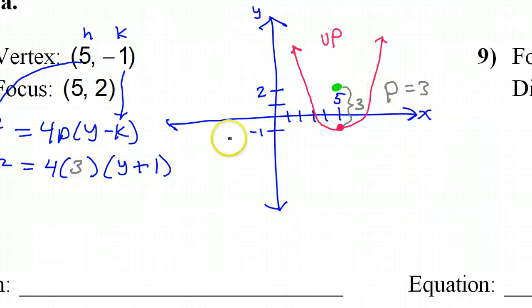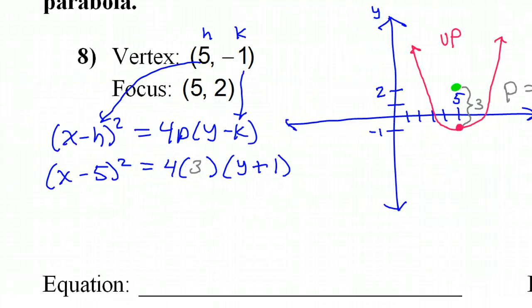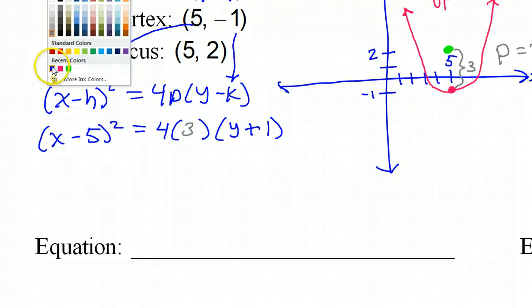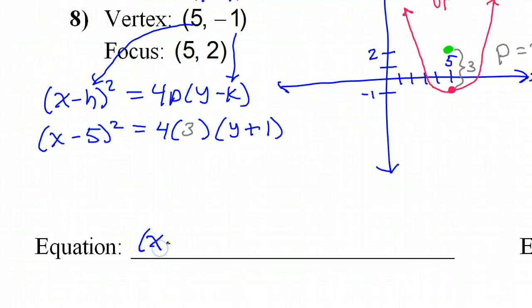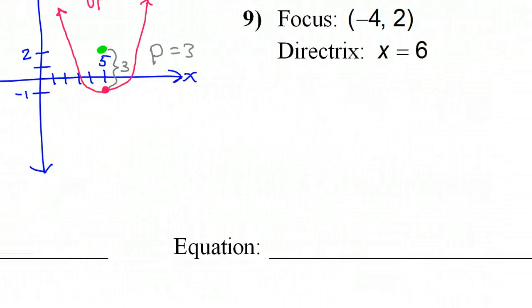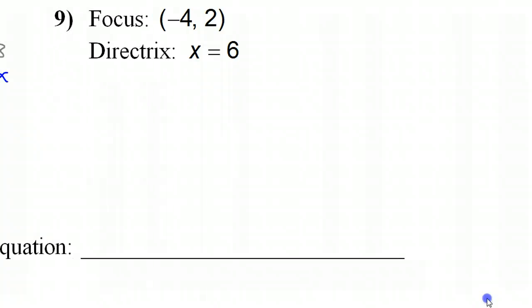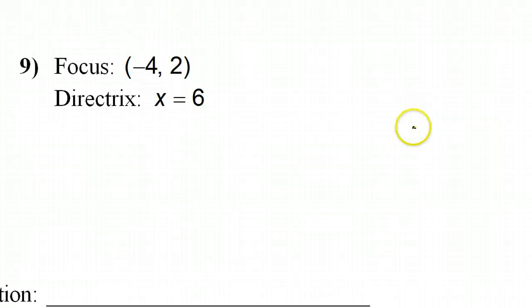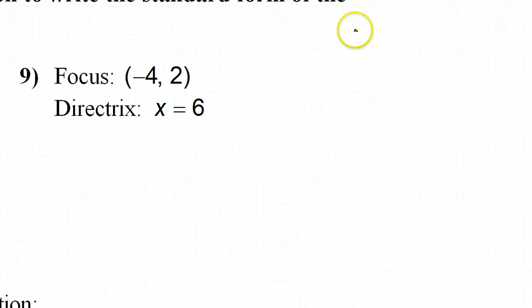Okay, anyway, p is 3, so I can put that into my equation, and then that allows me to write the final answer. So I will have x minus 5 squared is equal to 12 times y plus 1. Okay, so that's great. Let's do that again for number 9. Same concept. So once again, let's get our graph going.